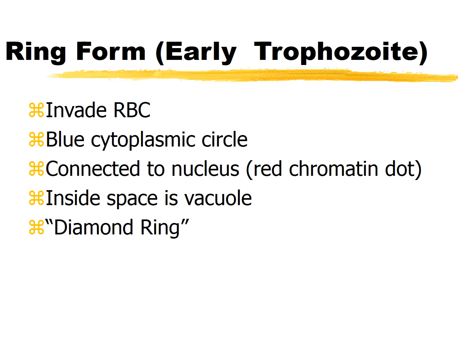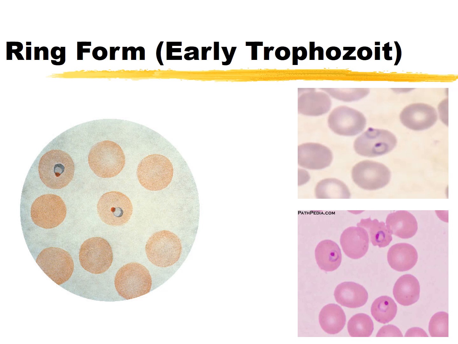The ring form is usually seen as an early trophozoite. It invades the red blood cell. It's going to contain a blue cytoplasmic circle, and a red chromatin dot will connect this cytoplasmic circle at the nucleus, and inside the space is a vacuole. It kind of looks like a diamond ring. These are pictures of that, and the one on the left, you can see the single ring form in each red blood cell. One on the top right have double ring forms. So how many ring forms there are is characteristic of species of Plasmodiums.